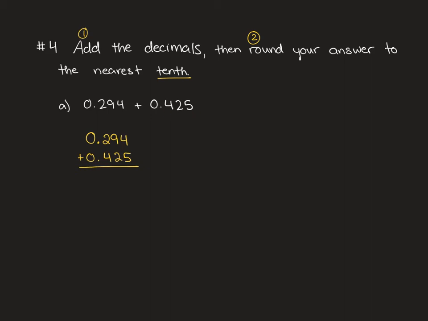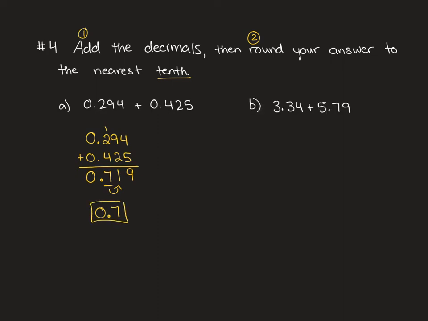Then we start adding on the right-hand side. So 4 plus 5 is 9, 9 plus 2 is 11, we carry the 1, 1 plus 2 is 3, plus 4 is 7, bring down the decimal, and add a 0. Now we have to remember we're not finished yet, that's only step 1. The second step is to round your answer to the nearest tenth. So 7 is in the tenths place, the 1 tells us to round down, so our rounded answer is 0.7.